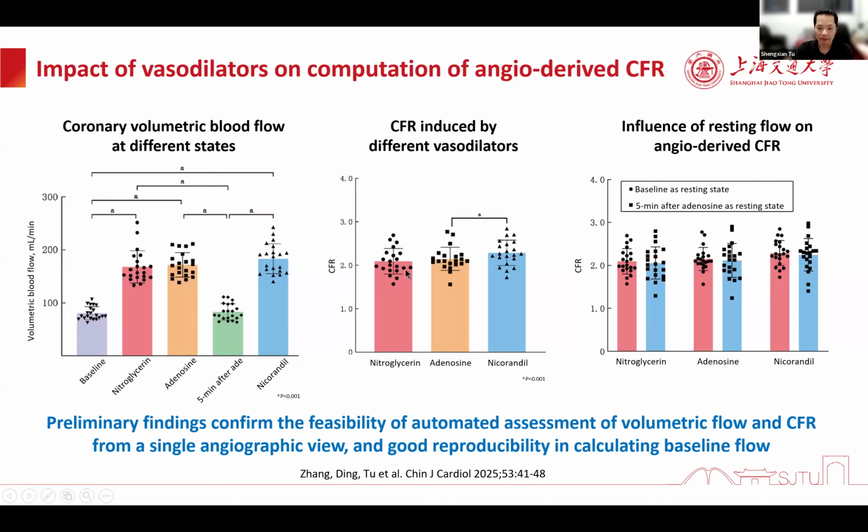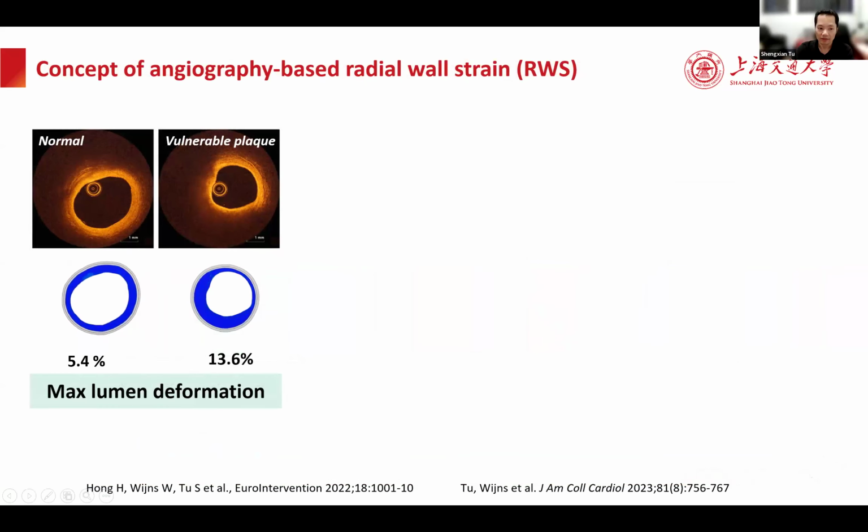So the difference between different vasodilators is not that big. Nicorandil has, let's say, the highest effect on the dilatation of the microcirculation. So this will be the resistive circulation. I'm going to the next topic about the vulnerability.